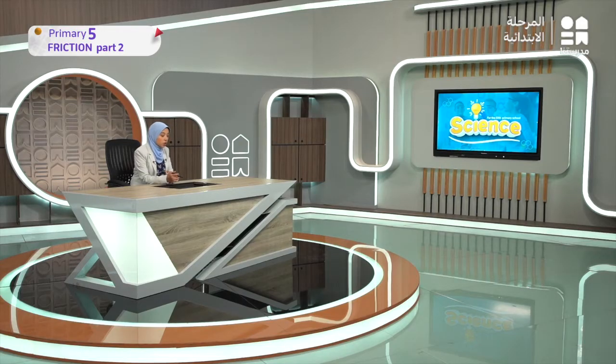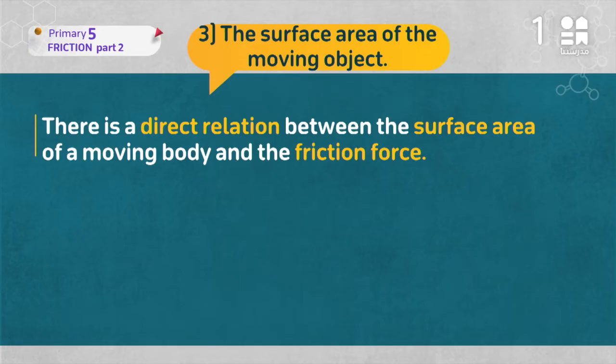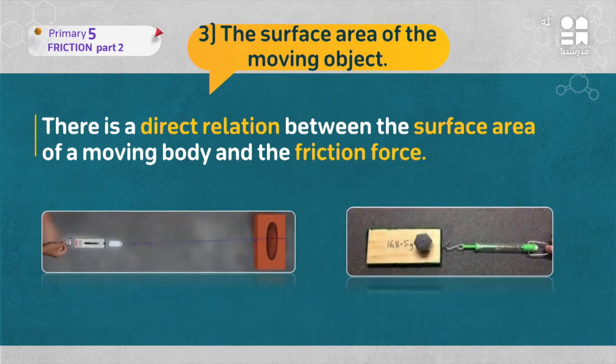Let's go to the third factor that affects the friction force, which is the surface area of the moving object. برضو زي فكرة السبيد, there is a direct relation between the surface area of a moving body and the friction force. يعني مثلا ممكن ناخد example البن ده.